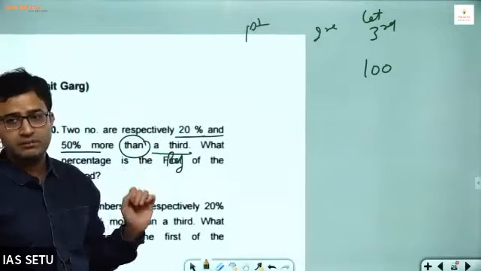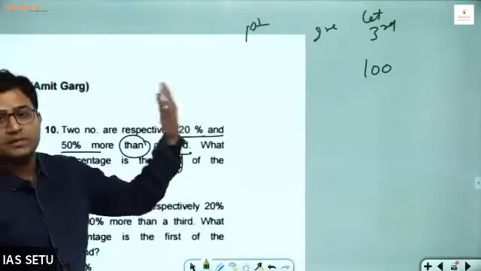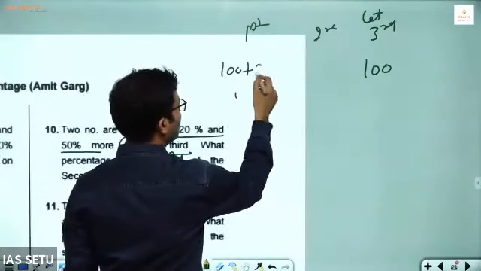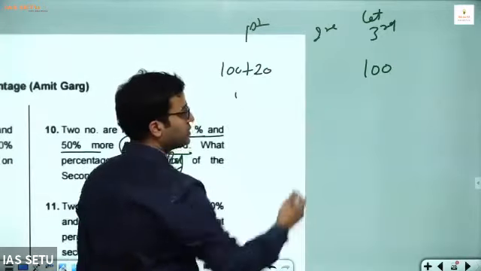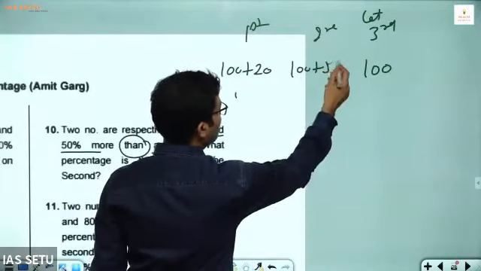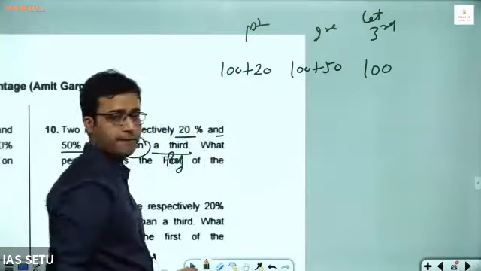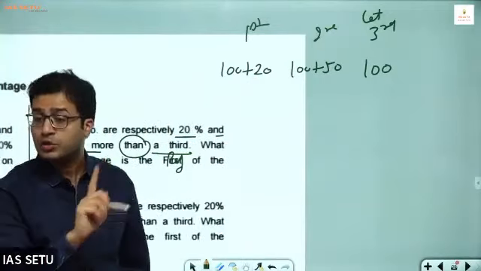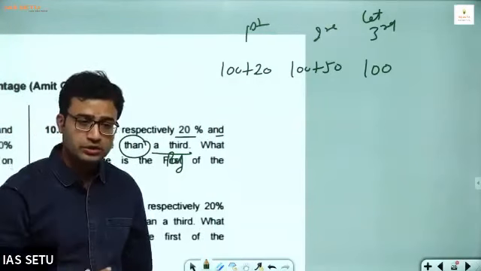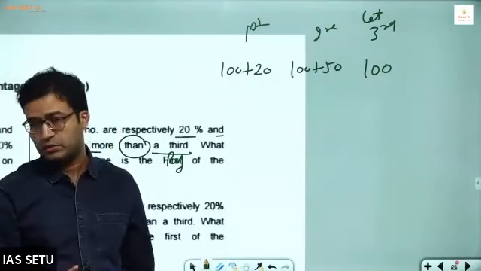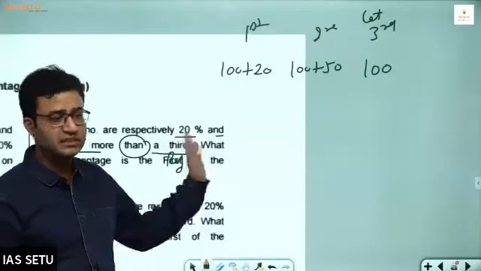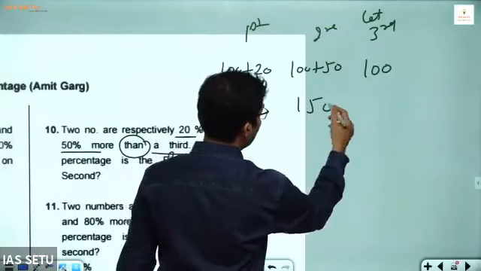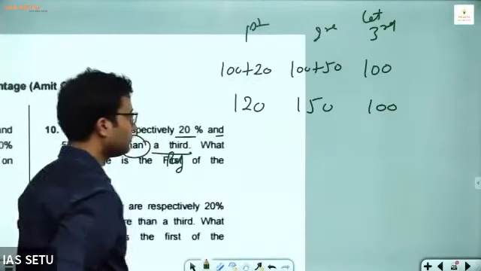Since the first two numbers are dependent on the third, the third number is our reference. I assume the third number 100. The first number is 20% more, 20% extra, so the first number will be 100 plus 20. The second number is 50% more, so the second number is 100 plus 50. Within 1 second, you get all three numbers. So this is our rule: you read the question, understand the question, start with the reference, not the first number. ऐसा नहीं कि पहले से ही start करना है, reference से start करना. So it is 120, it is 150, it is 100.